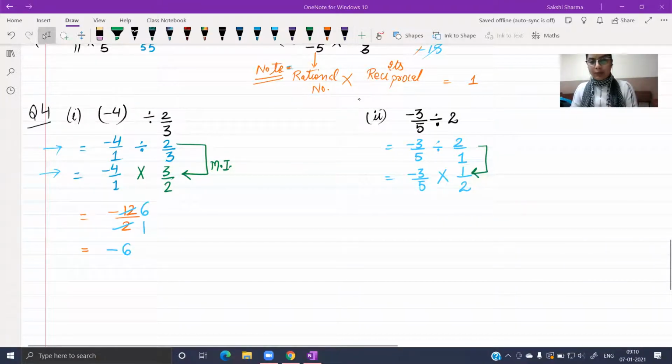There is no cutting happening here. There is no pair of values which have a common factor. So the answer will be minus 3 from the numerator. Multiply the values from the numerator and multiply the values from the denominator, and you will get your answer.